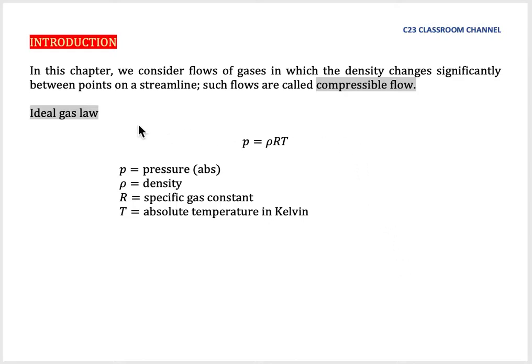So first we will deal with gas, and for sure we will need to use the ideal gas law. So please make some revision about the ideal gas law, which is P is equal to rho RT. P here is the pressure, as an absolute pressure. Rho is the density of the fluid, R is the specific gas constant, and T is the absolute temperature in Kelvin.